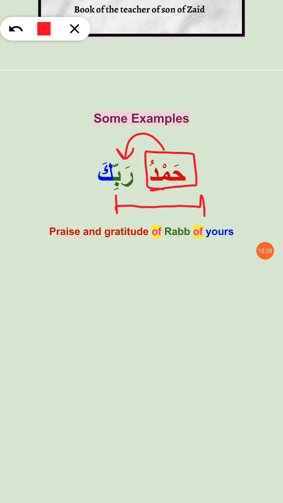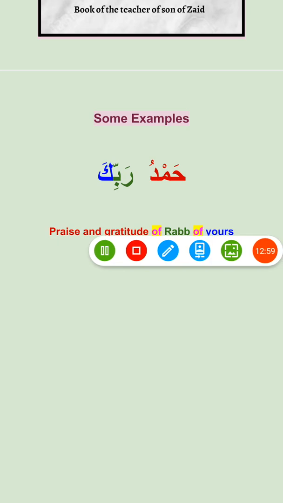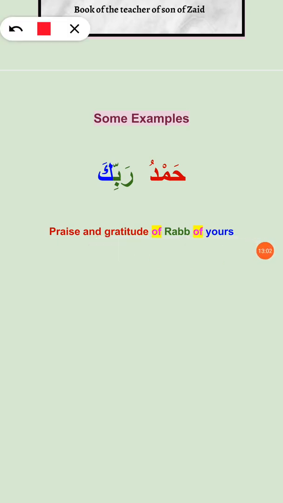Hamdu Rabbi. What does it mean? Praise and gratitude of Rabb. Rabbika. Now this Rabbi, the word Rabbi, is jar, right? And it is light, and it is without al. And the next word is actually your attached pronoun, or nasab or jar pronoun, and it is actually jar pronoun. Why? Because the ism right behind it is your Muzaf. Okay, so this is a complex Muzaf Muzaf Ilaih fragment.